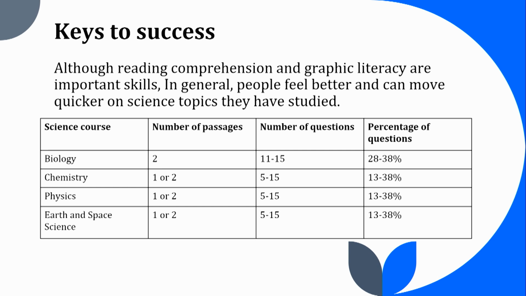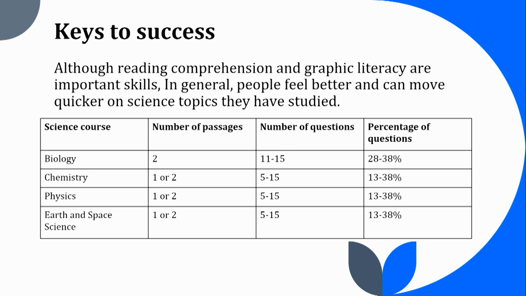So out of those 6 passages, 2 of them are always going to be about biology. That's usually the first science that people take in high school, so they go ahead and put 2 passages on that. And then out of chemistry, physics, and earth and space science, you'll get at least 1 of each of those, but you can have up to 2. So it's always a random combination.